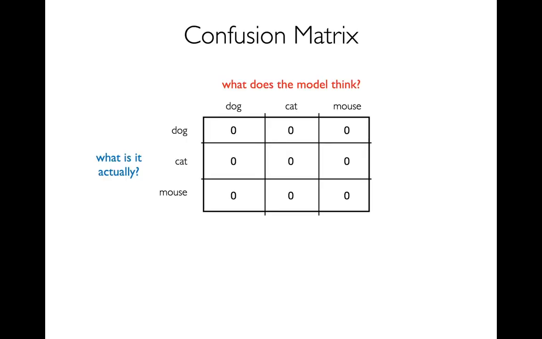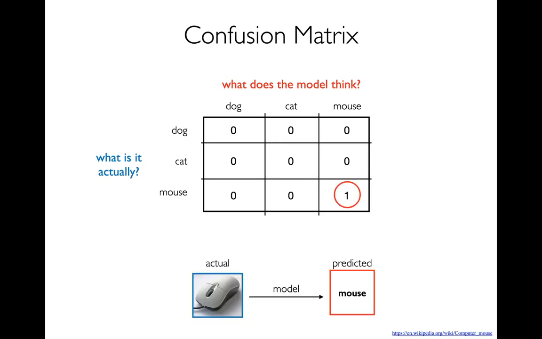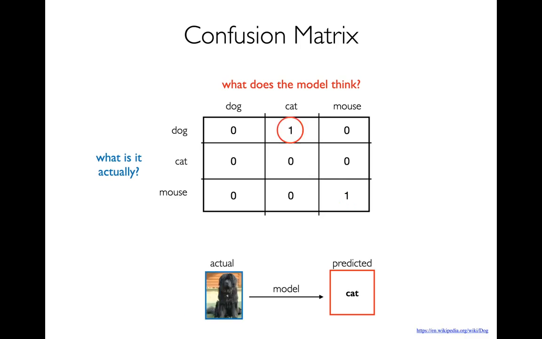Okay, so to review, here's a confusion matrix. Along the rows, I have what the data actually is. And along the columns, I have what the model thinks it is. Right now I have zeros in all these places. But if I were to see an actual mouse, and the model predicted that it's a mouse, then I would go to the mouse row and the mouse column and increment that number by 1, right? And that's good. Anytime we're incrementing numbers on the diagonal of a confusion matrix, that means we made the right decision.